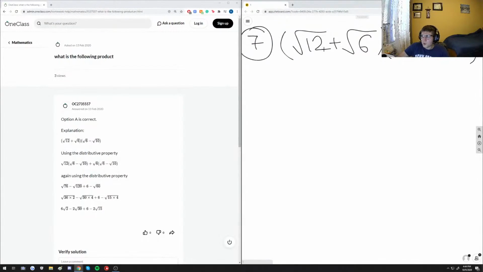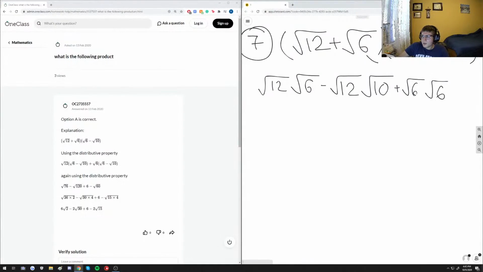So we're going to have the square root of 12 plus the square root of 6. And another thing to note, that whenever we have the square root of a times the square root of b, we can actually bring them inside of the square root as so. So we have the square root of ab. And that's what we're going to do for all these products. So we're going to have the square root of 12 times the square root of 6. I'm going to write them out separately initially. So that's the first one, and then minus the square root of 12 times the square root of 10, and then plus the square root of 6 times the square root of 6 right here, and then plus the square root of 6 times the square root of 10.